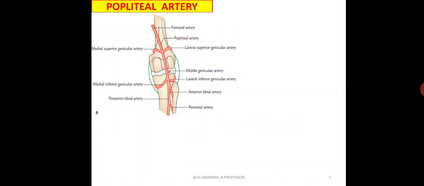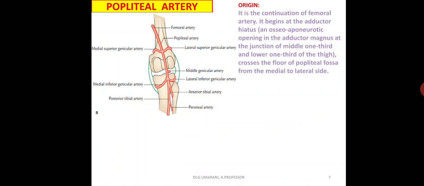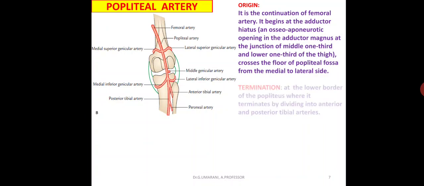So the next important artery: the femoral artery continues as the popliteal artery. Regarding its origin, we know that it is the continuation of the femoral artery and begins at the adductor hiatus. It crosses the floor of the popliteal fossa from the medial to the lateral side, and it terminates at the lower border of the popliteus muscle by dividing into the anterior and posterior tibial arteries.